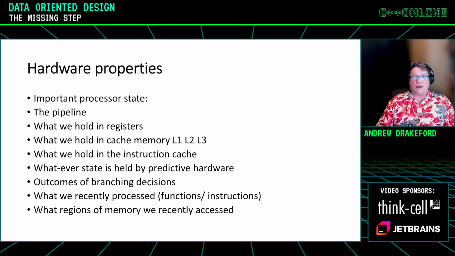So important processor states are what we hold in the registers, what we hold in the level 1, level 2, level 3 cache, what we hold in the instruction cache, whatever state the predicted bits of the hardware are using, outcomes of branching decisions, where we recently fetched memory from, what functions we recently called. And it's a pretty complicated stateful beast.